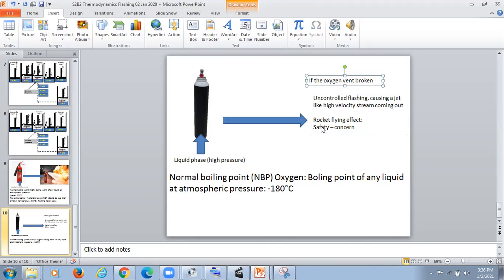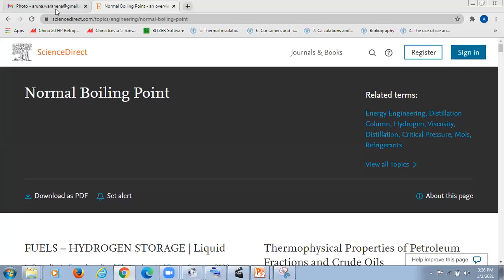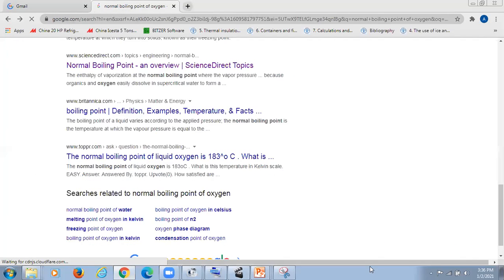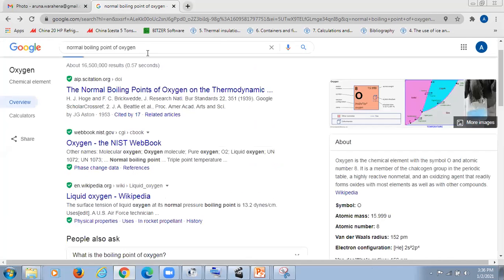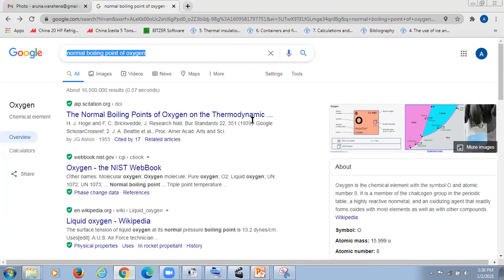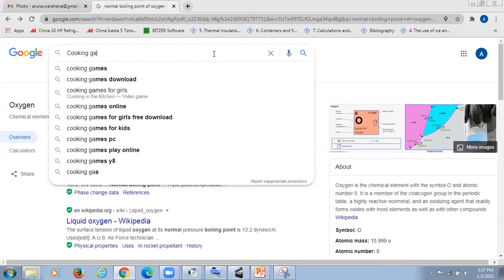In the same way, think of your cooking gas and its normal boiling point. Let's see. Cooking gas is propane, you know.